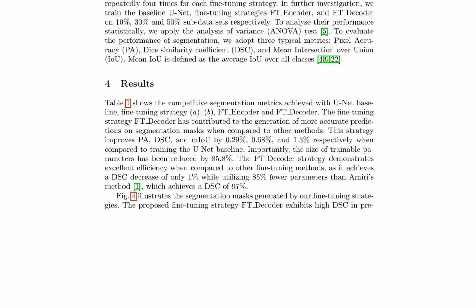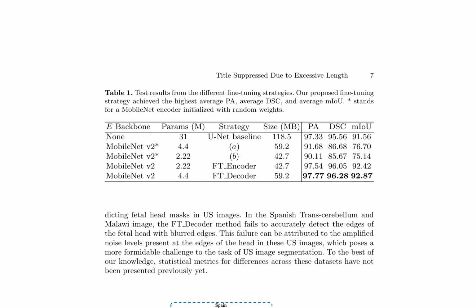The segmentation masks generated by the fine-tuning strategies are illustrated in Figure 4, with the proposed FT decoder strategy exhibiting high DSC in predicting maternal fetal head US images. The authors present a comprehensive evaluation of various fine-tuning strategies for fetal head mask prediction in ultrasound images. The proposed fine-tuning strategy exhibits superiority in terms of average PA, average DSC, and average MIOU, as showcased in Table 1.